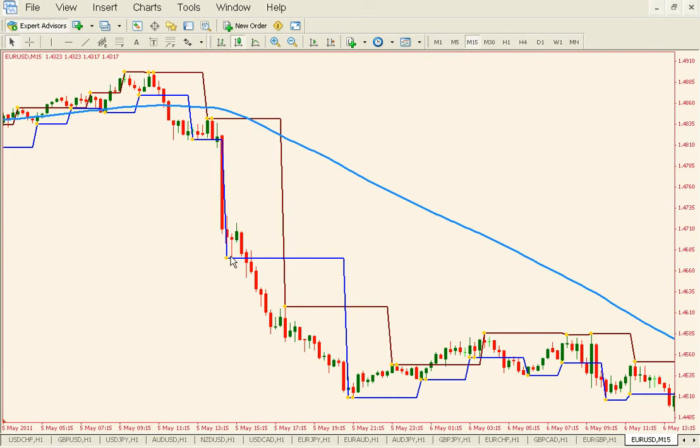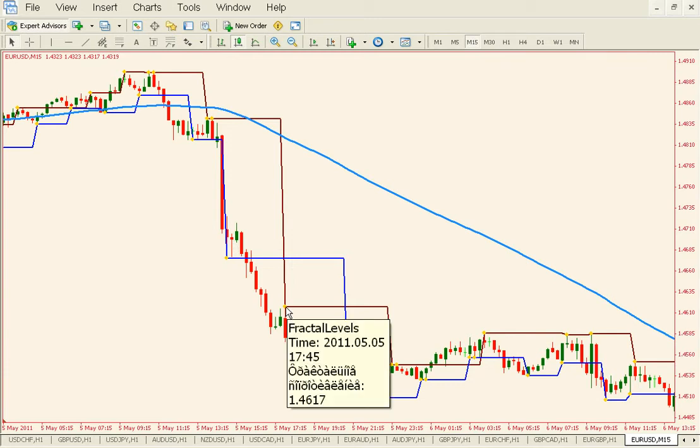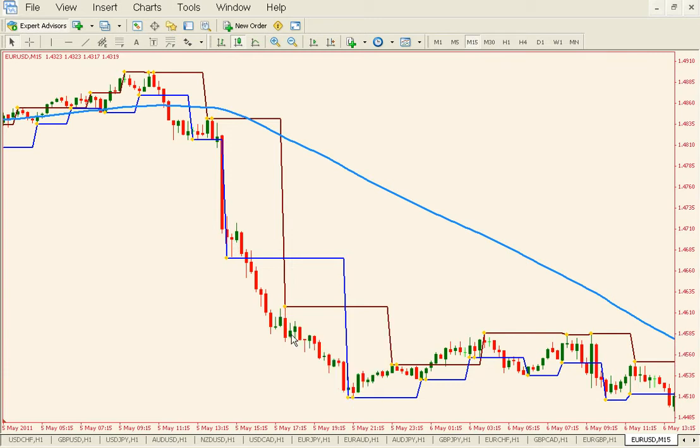But it opened up and ran some more, so it made another fractal low right here. It didn't make a fractal high, but it came down and now it made a fractal high right here. See this fractal high, but it doesn't make it till this bar here. So when it made it, it makes it after this bar. So you get it right here. This is where you would have got out, but you see that it's still going lower, so you don't get out.